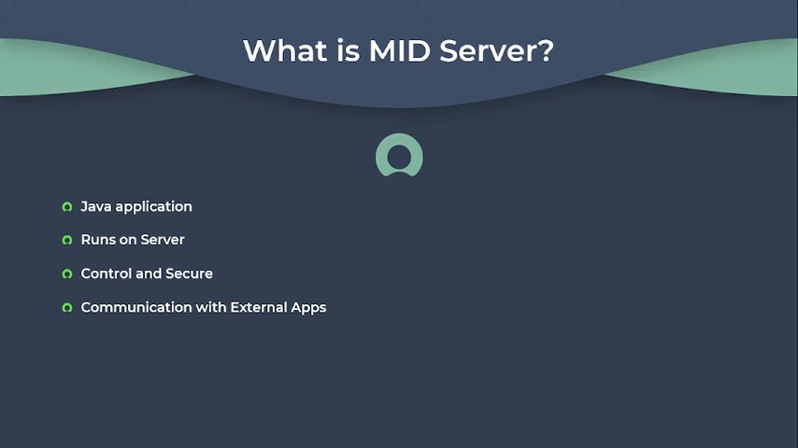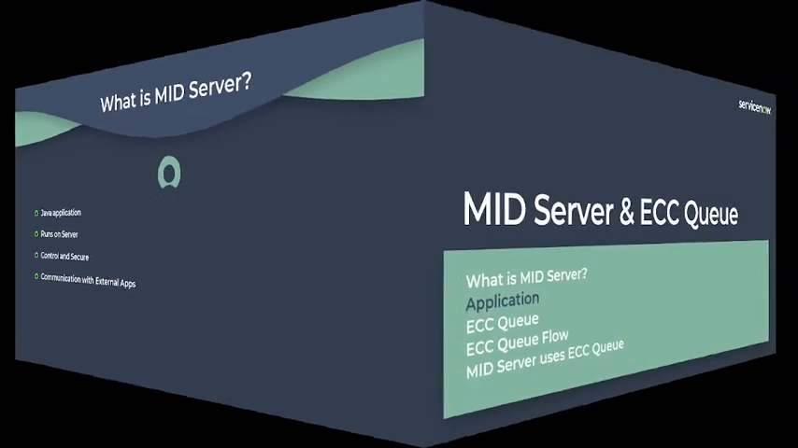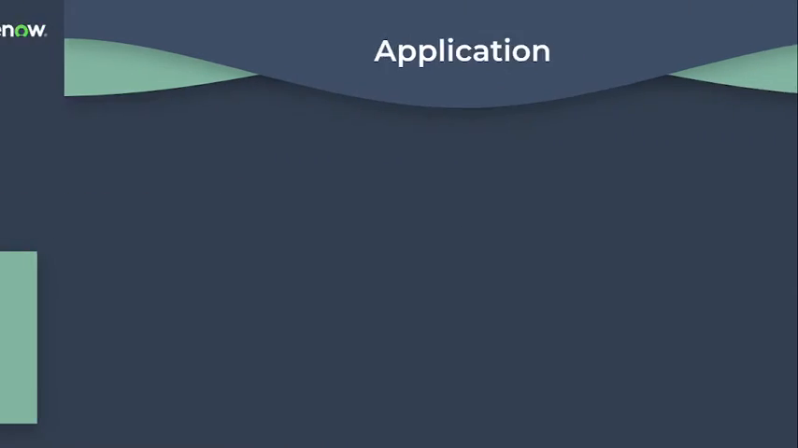The mid server picks up any work it has to do from the ECC queue and returns the result of that work to the queue. The ServiceNow mid server application enables communication and data transfer between a ServiceNow instance and external application data sources and services. So this is the overview of the mid server. Then application.